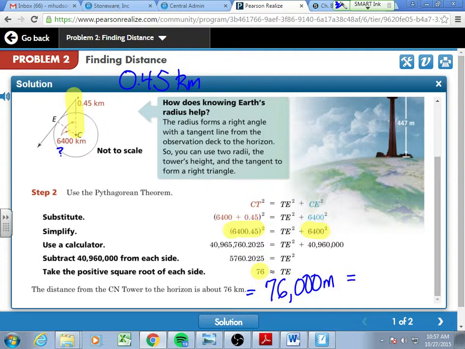And it is approximately 47.5 miles. You can see over 47 miles from on top of the CN Tower.